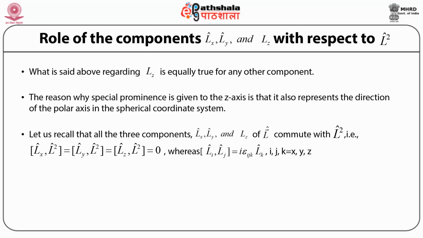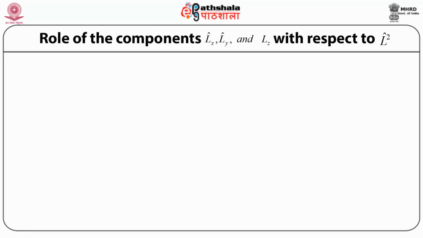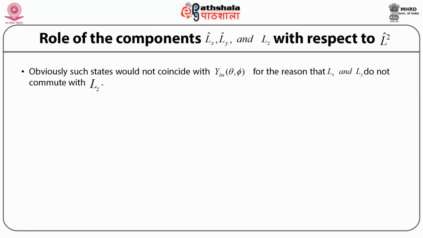is equal to xyz. Thus, we could equally well obtain simultaneous eigenstates of Lx and operator L square, or operator Ly and operator L square. Obviously, such states would not coincide with the spherical harmonic Ylm of theta phi for the reason that Lx and Ly do not commute with Lz.